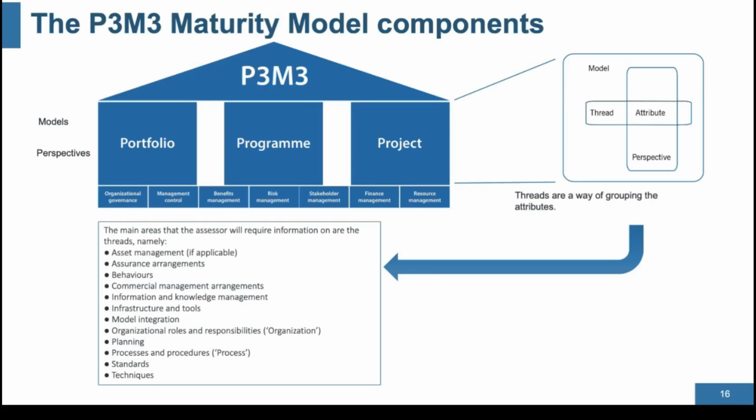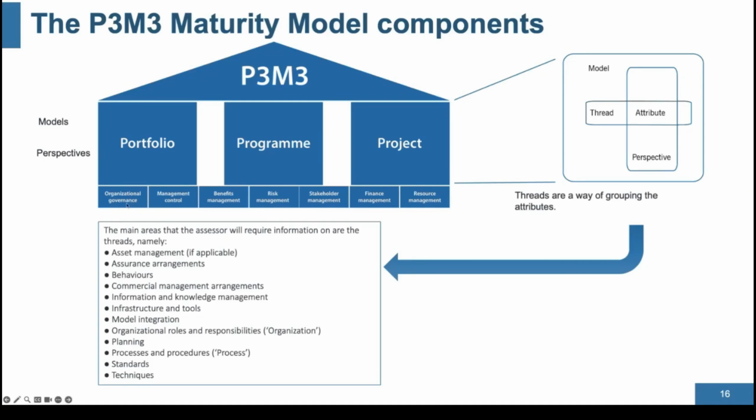The P3M3 maturity model consists of different components. As you can see here, we have the components of this maturity model. So we have in fact 3 models. One is for portfolio management, one is for program management, one is for project management. All these models share the same perspectives, so that means in fact the areas of focus that need to be assessed in any case.